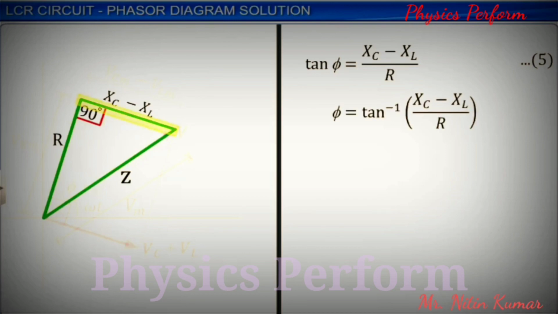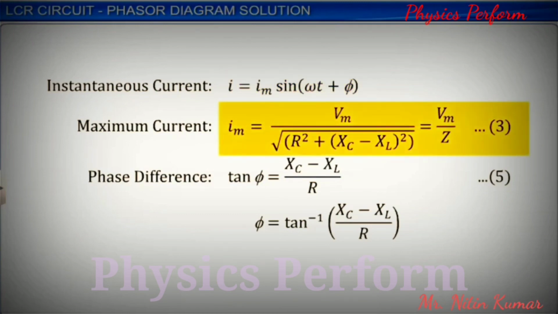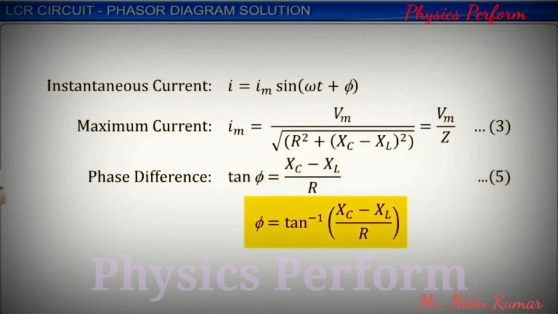Thus, the current flowing through the LCR series AC circuit can be given as I equal to Im sin(omega t plus phi), where Im is given by equation 3 and the phase difference phi can be calculated from the equation 5. Hence, we have obtained information of all the entities we desired using the phasor approach to the LCR circuit.